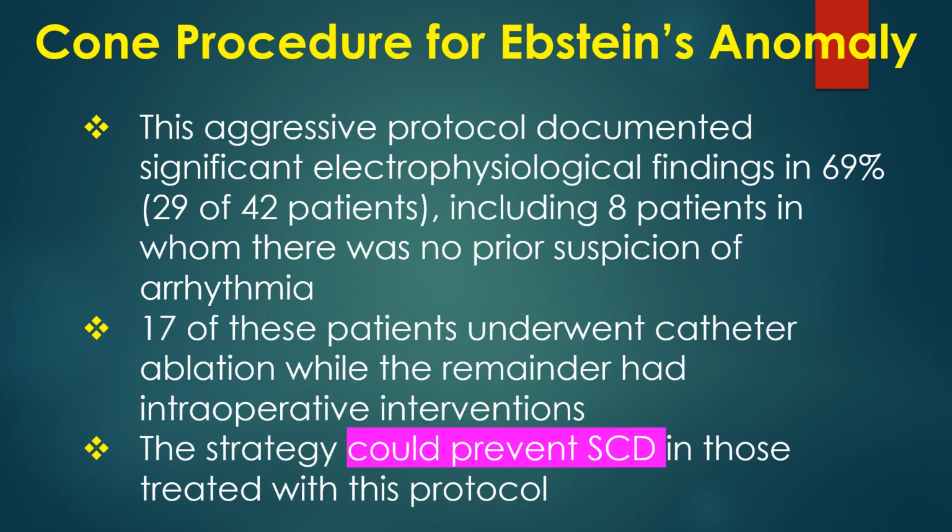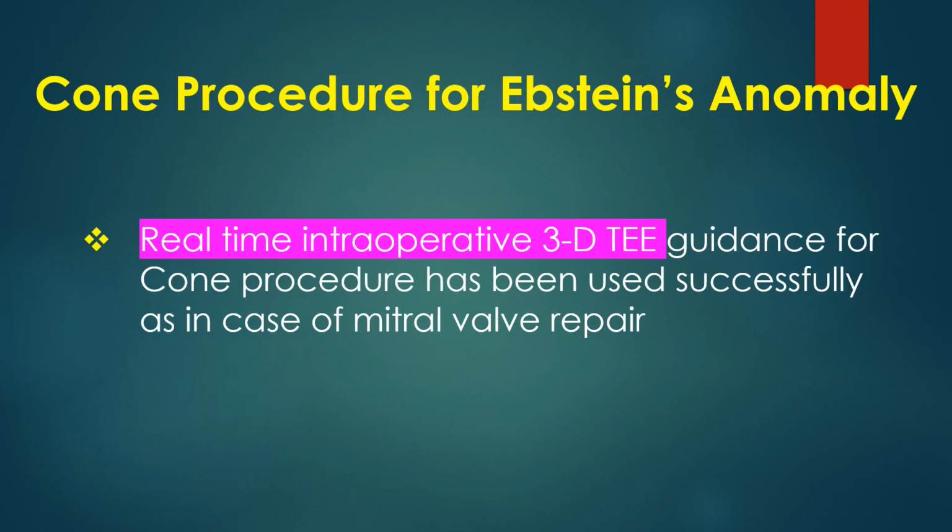This aggressive protocol documented significant electrophysiological findings in 69%, including 8 patients in whom there was no prior suspicion of arrhythmia. 17 of these patients underwent catheter ablation, while the remainder had intraoperative interventions. The strategy could prevent sudden death in those treated with this protocol. Real-time intraoperative 3D transesophageal echocardiographic guidance for cone procedure has been used successfully as in case of mitral valve repair.